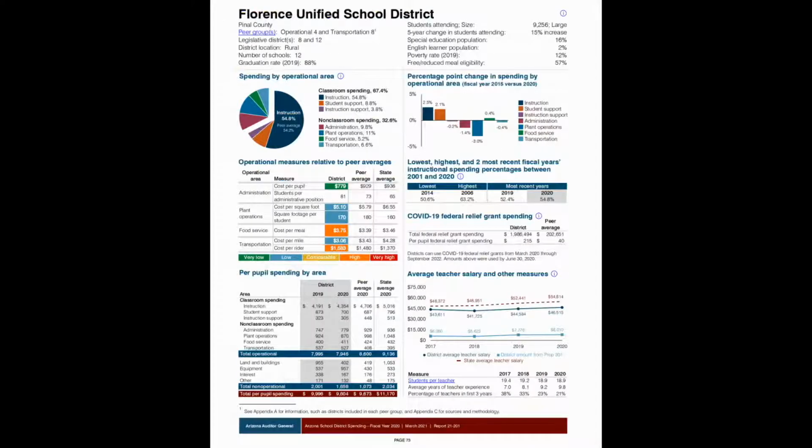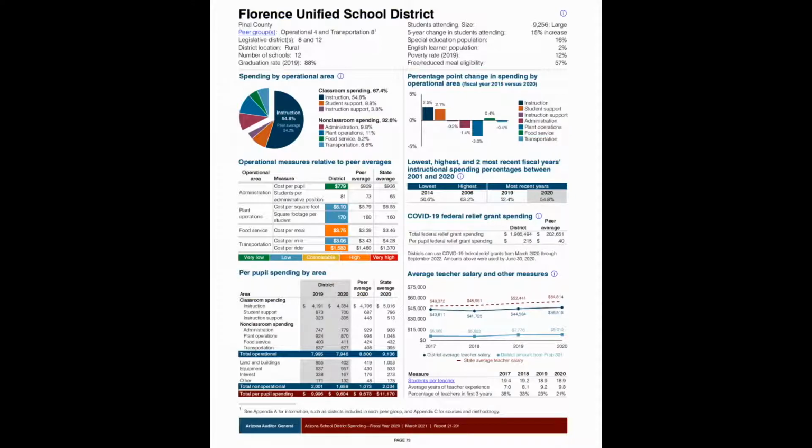Next. So when you look at the actual study, what it does is they'll tell you, again, up at the top, it shows the peer groups, and that's the two charts I was showing you. It shows what legislative district we're in, what we're considered as a rural district, and then it gives various information. That's how many students are attending, and our percentage of special ed population, poverty rate, free and reduced, graduation rate. So it gives you all kinds of information. And then our spending by our operational areas, spending by the COVID. We got our federal monies coming in and how we spent it versus our peers. And then it shows also our average teacher salary and other measures.